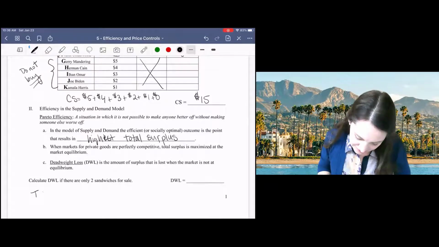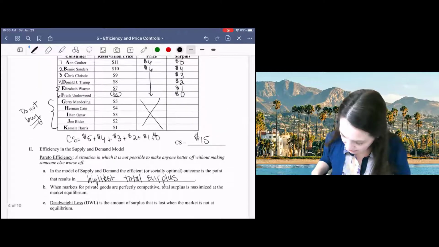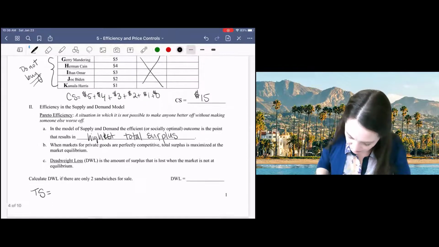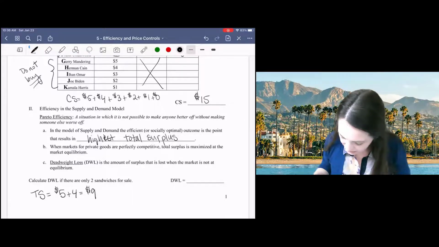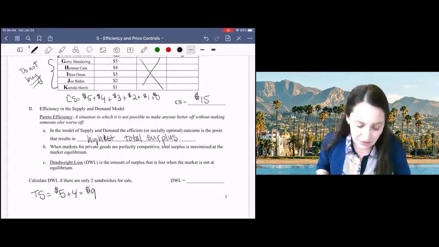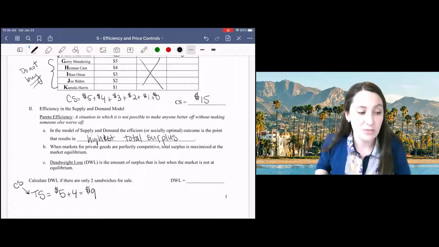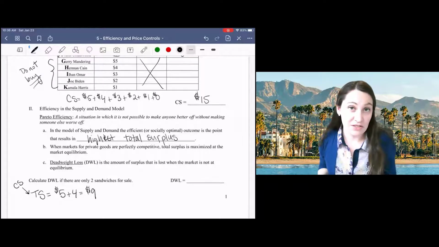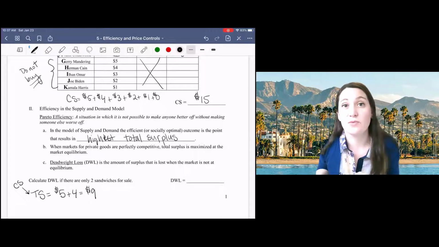So in that case, our total surplus would be 5 for Anne and 4 for Bernie, giving us $9 in total surplus. Now you'll notice here that I've used total surplus interchangeably with consumer surplus. That's because I've just ignored the producer side in this first example so that we can get a feel for the meaning behind the concepts as we introduce them.